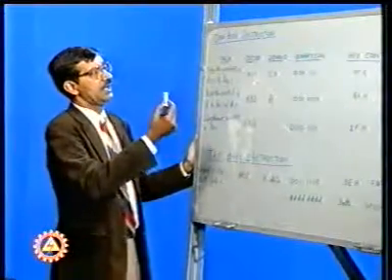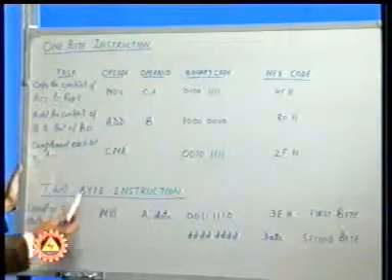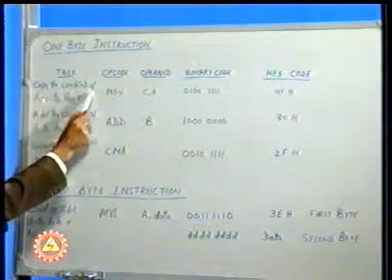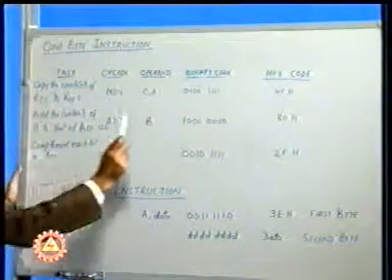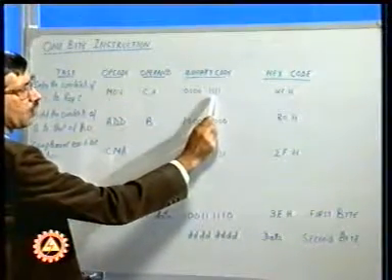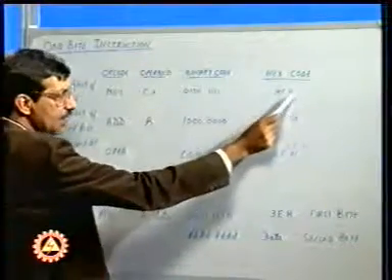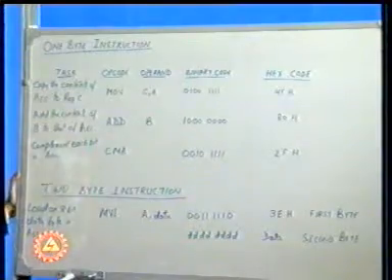Let us say that we have the instruction MOV C, A. The action which is going to be carried out by this is: copy the contents of accumulator to register C. The binary code for this is 0100 followed by 1111, and its hex code is 4FH. This H indicates that the code which we are using is in hexadecimal fashion.